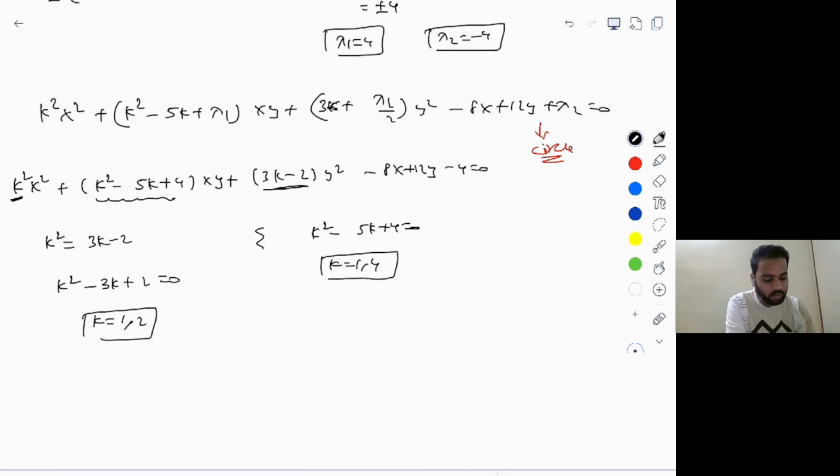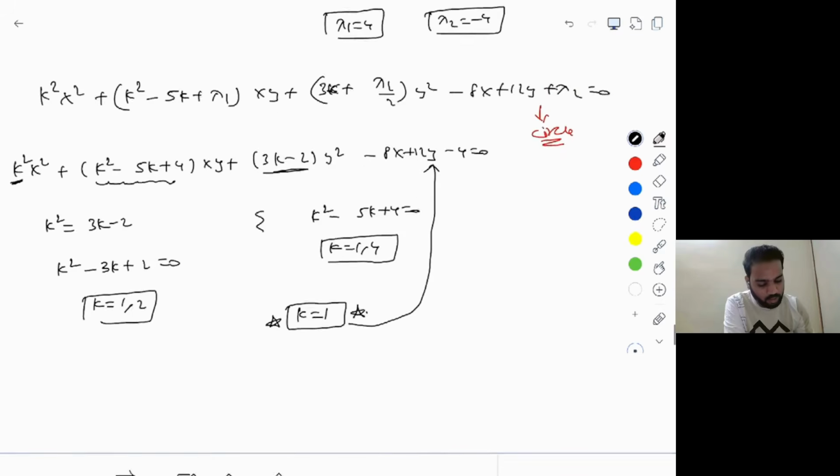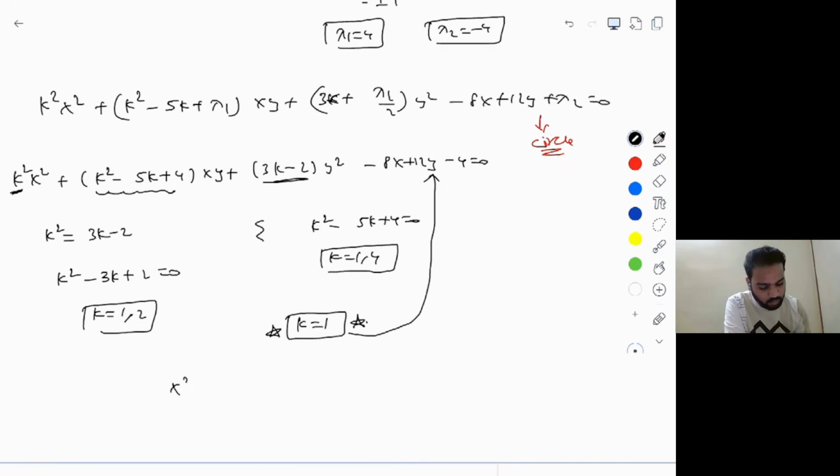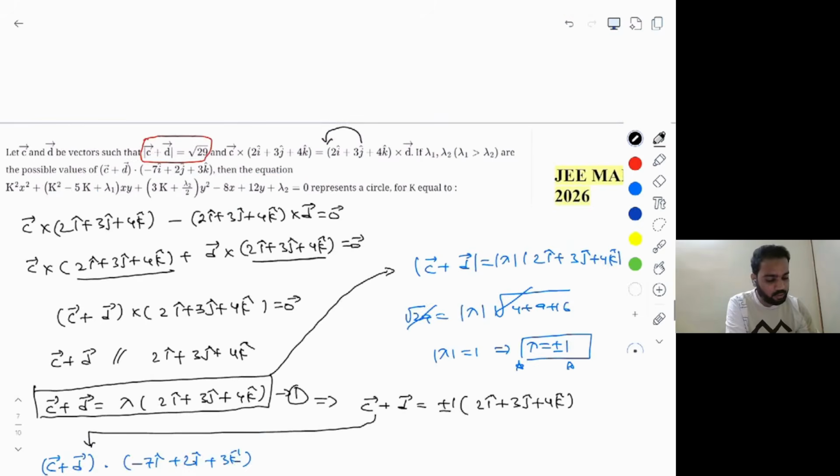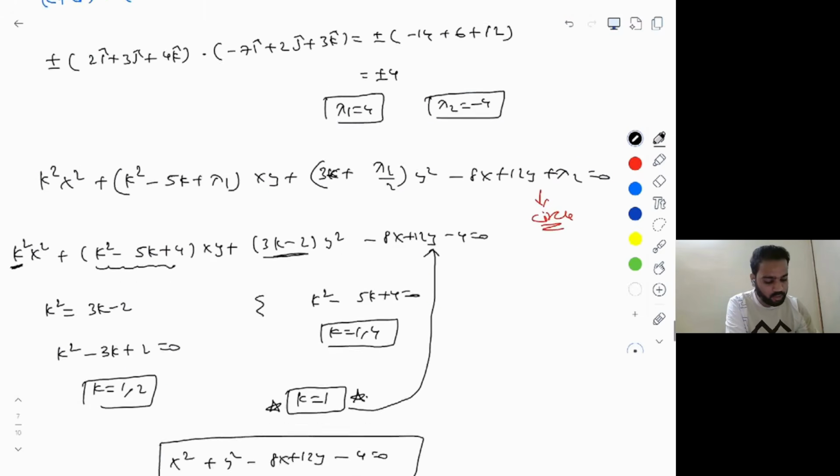Okay, and then clearly you must take only the common solution here. So for these two cases, the common solution is only k is equals to 1. Which means the value of k here should be equal to 1. So you can take that value and substitute in the equation back to get the circle equation. If you put k is equal to 1, what do we get? x square plus y square minus 8x plus 12y minus 4 is equals to 0. And in this case, the required question itself is the k value. So directly k is equals to 1.